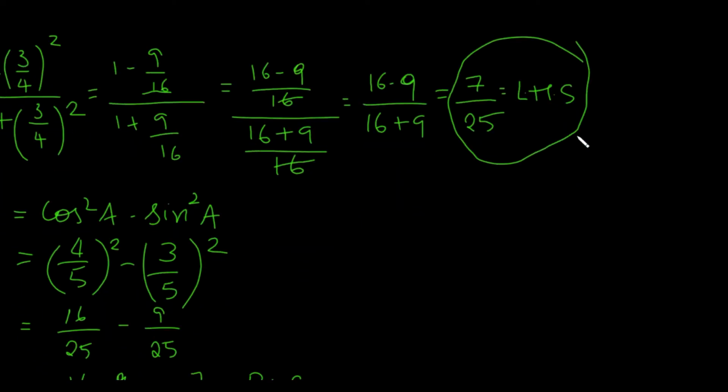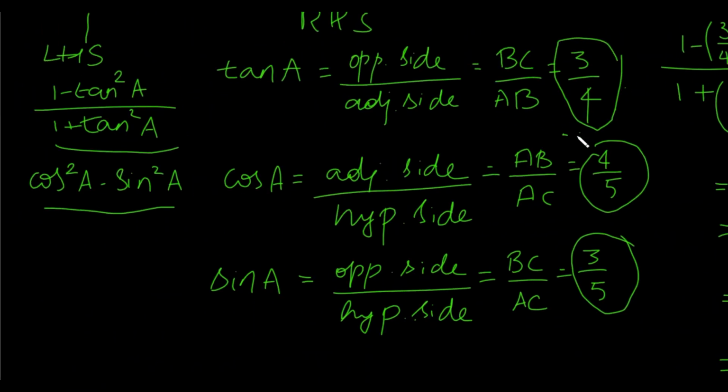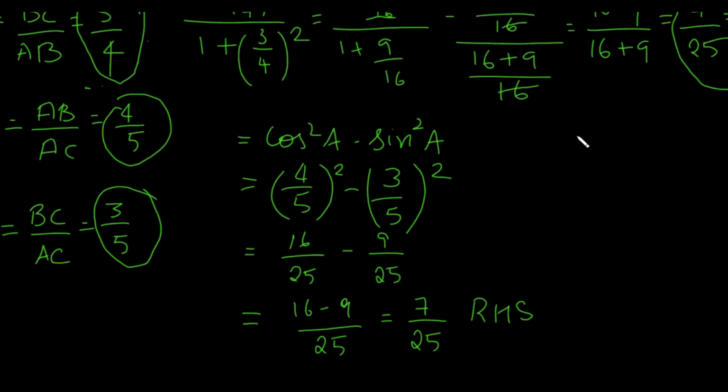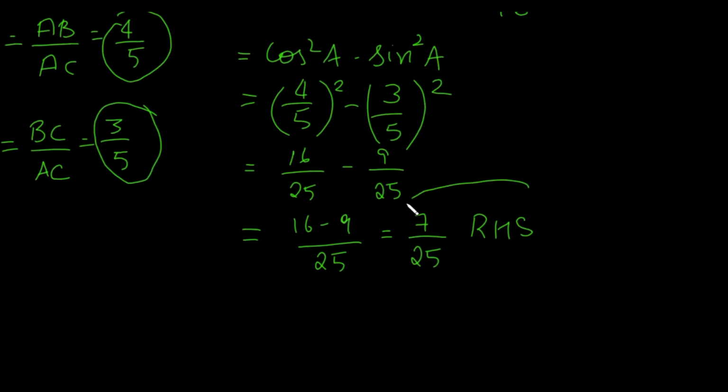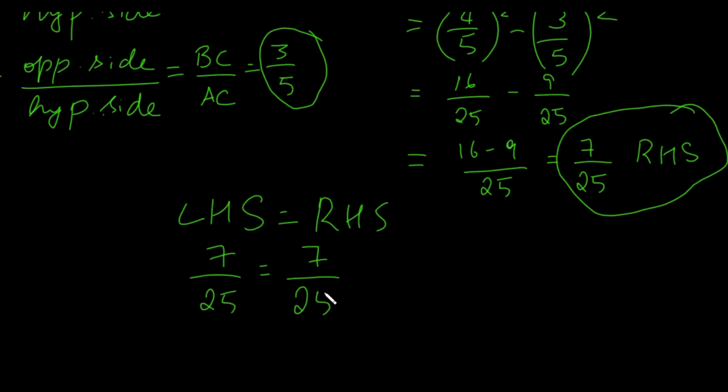The value for our second part of the equation, that is the RHS cos square A minus sin square A, we got it as 7 divided by 25, which is here. So hence our answer is going to be LHS is equal to RHS, that is 7 divided by 25 is equal to 7 divided by 25. So hence they are equal.